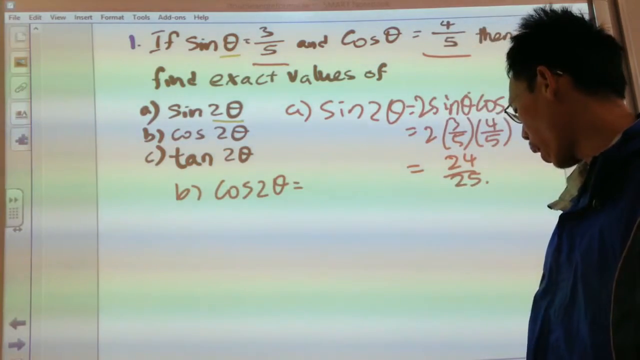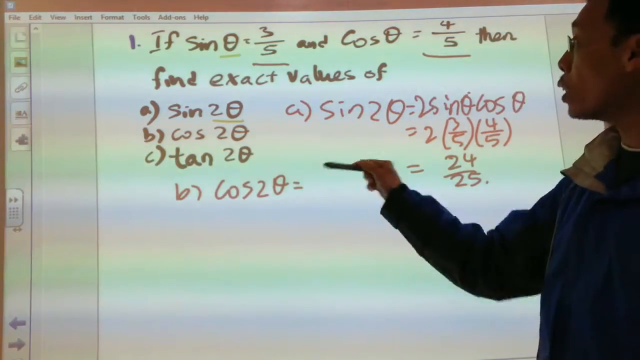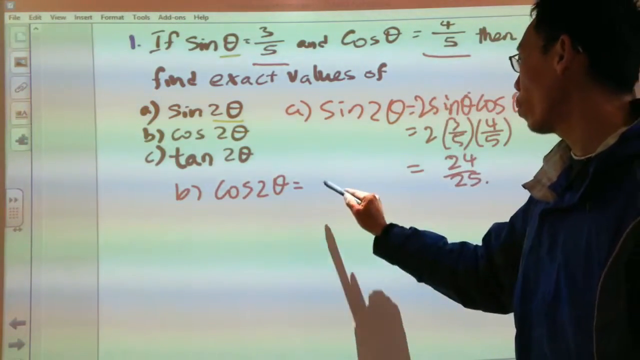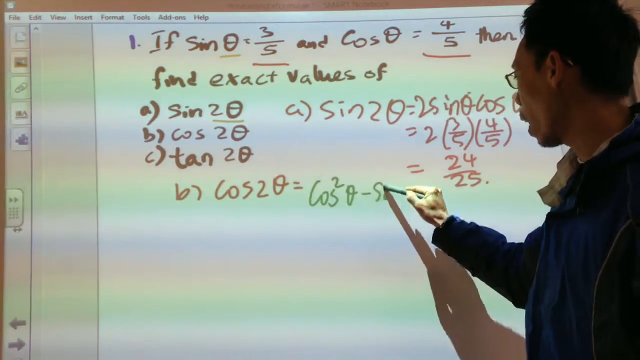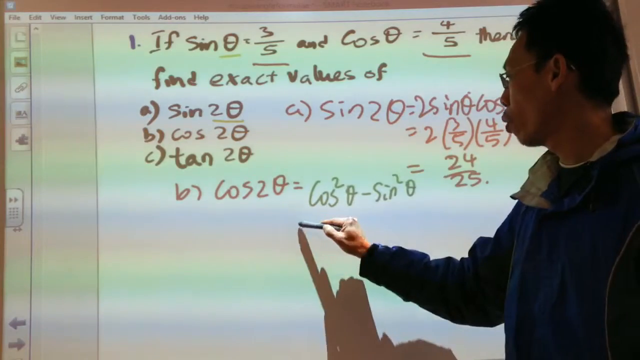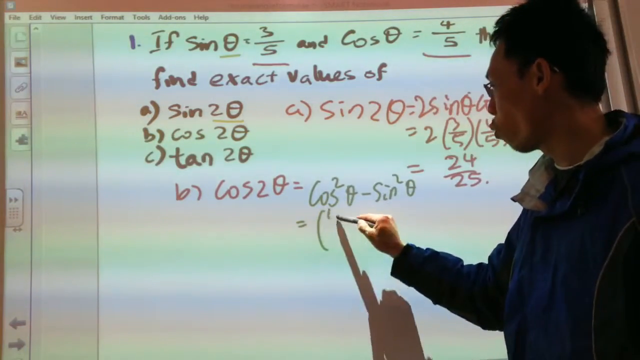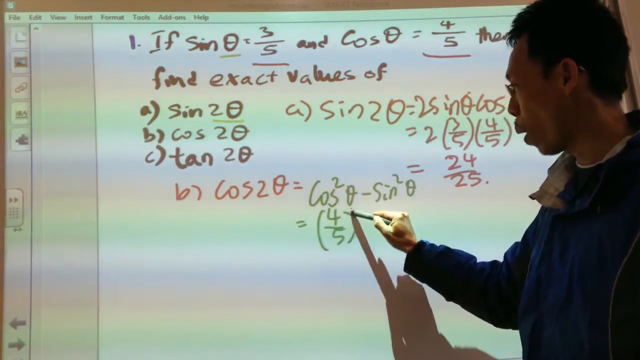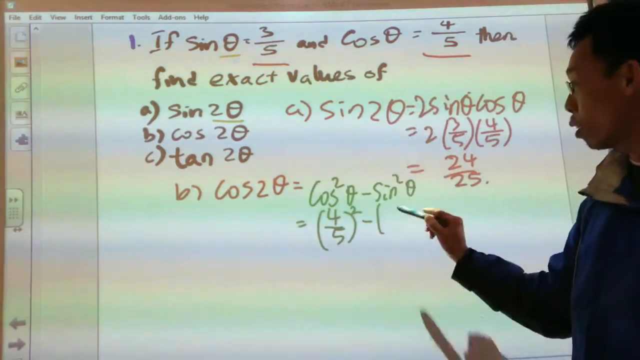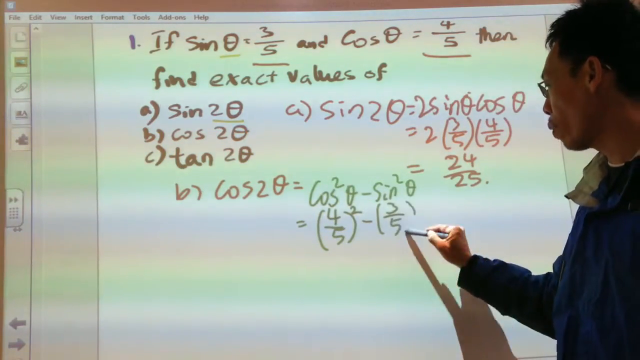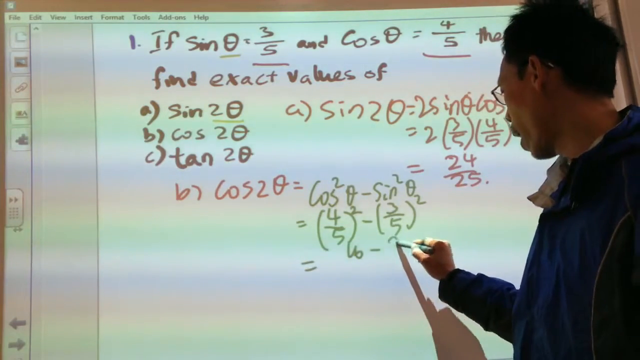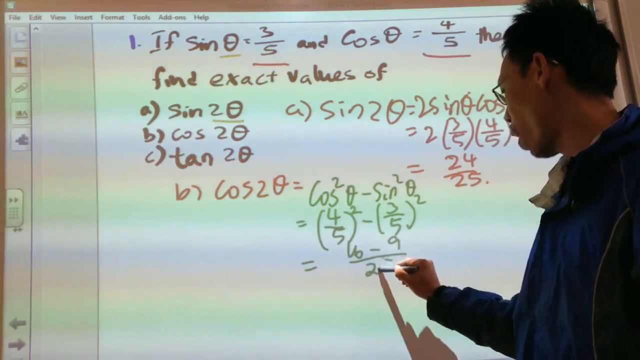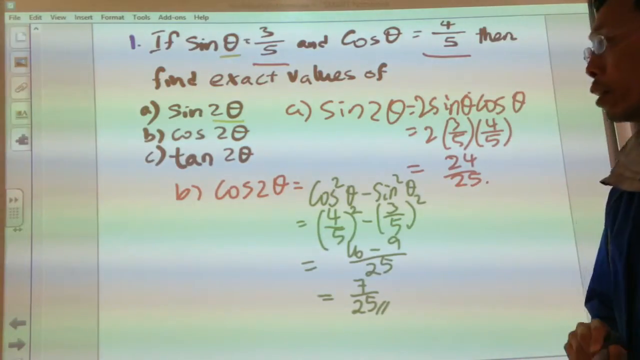And for B, we look at cosine 2 theta. So use a different color here. So cosine 2 theta, there are many ways I can do it. One way is to use cosine square theta minus sine square theta. Where cosine square theta is here, 4 over 5 squared minus 3 over 5 squared. So you have 16 minus 9 over 25. Here will be your answer.